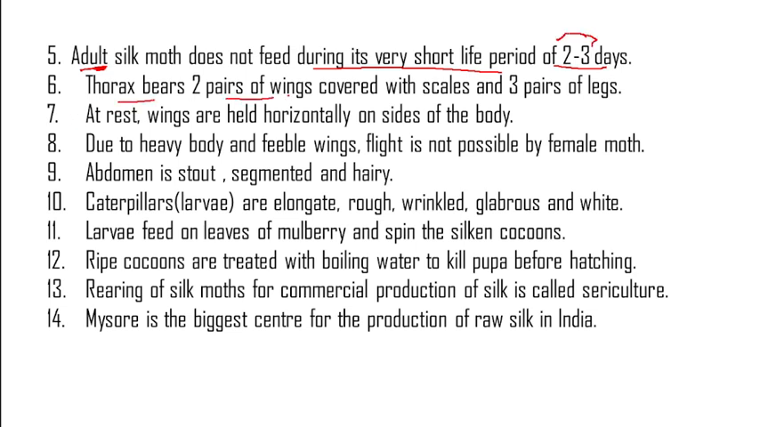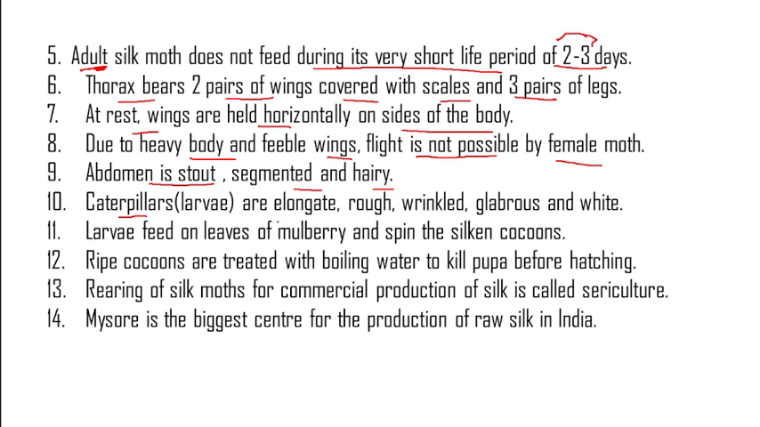Thorax bears 2 pairs of wings covered with scales and 3 pairs of legs. At rest, wings are held horizontally on sides of the body. Due to heavy body and feeble wings, flight is not possible by female moth. एब्डोमन जो होता है वो स्टाउट होता है, सेगमेंटेड और हेयरी होता है.